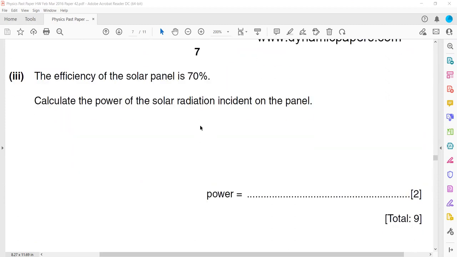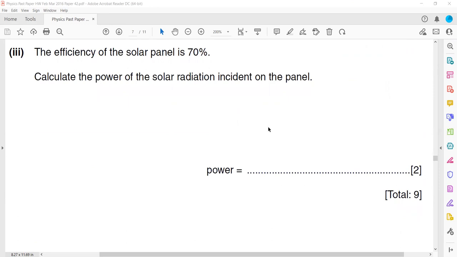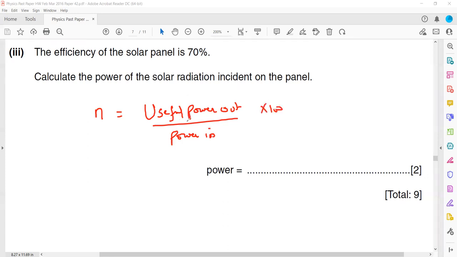Then the efficiency of a solar panel is 70%. Calculate the power of solar radiation incident. What is the formula for efficiency? Efficiency is equal to useful power output divided by total power input, multiplied by 100. So we need the power input; efficiency is 70%, that is given. What is the useful power? The solar radiation input is the power input, and it causes the water to become warm, so that will be the power output.